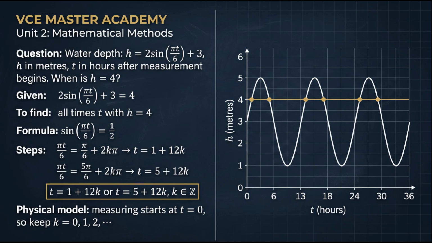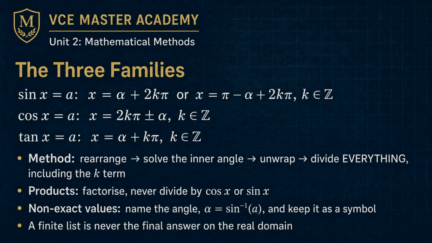Physics trims it after. One board, everything on it. Sine gives 2 families, alpha plus 2k pi, and pi minus alpha plus 2k pi. K is any integer. Cosine gives 1 tidy line: 2k pi plus or minus alpha. K is any integer. Tangent gives the shortest: alpha plus k pi. K is any integer.